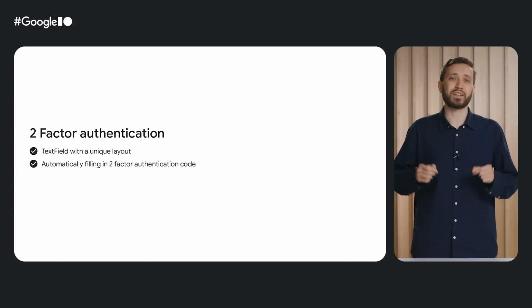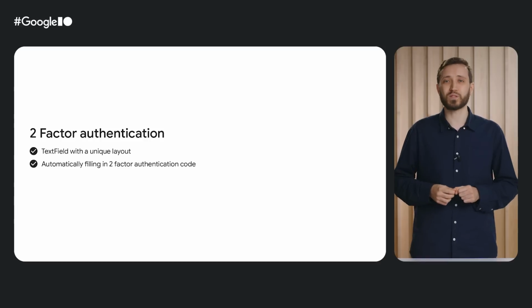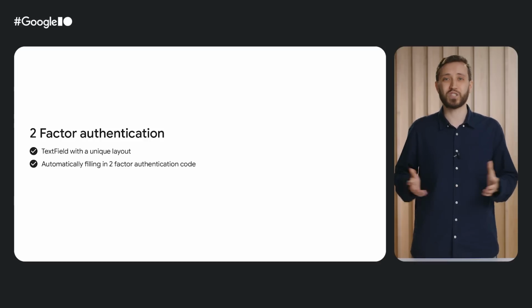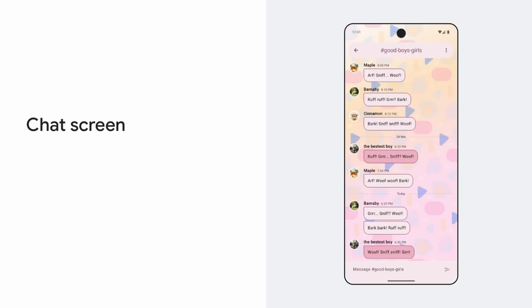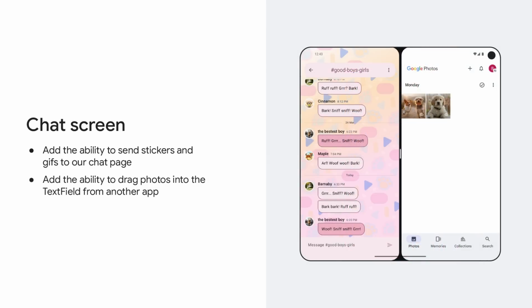Now that the pup can get into the app, let's talk about one of the most important parts of a social media app, chat. Currently, on this screen, our pup can text with his pack. But sometimes woofs and barks are not enough to express his many emotions. So we will give him a way to use GIFs or stickers to be more expressive. But he is also an Android user with a foldable. He likes to multitask, so he wants to share his favorite photos via drag and drop.